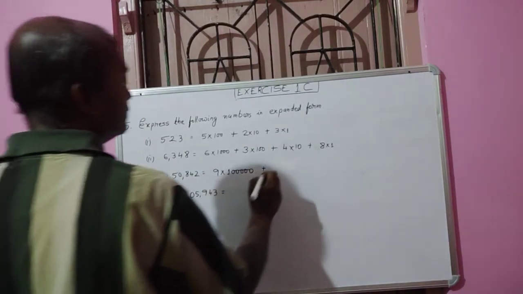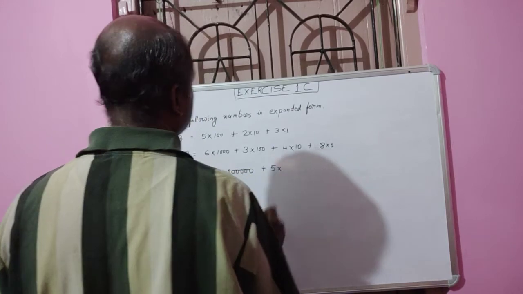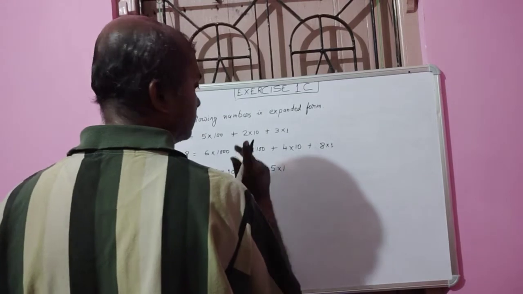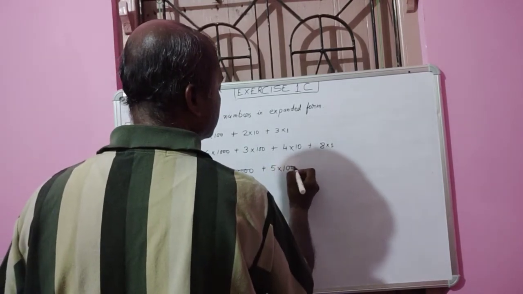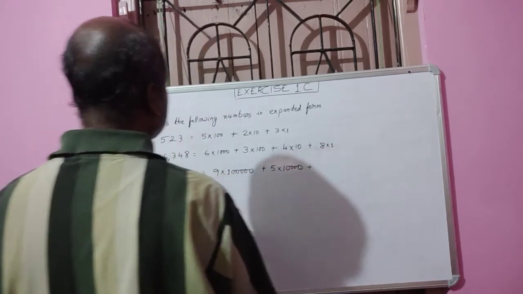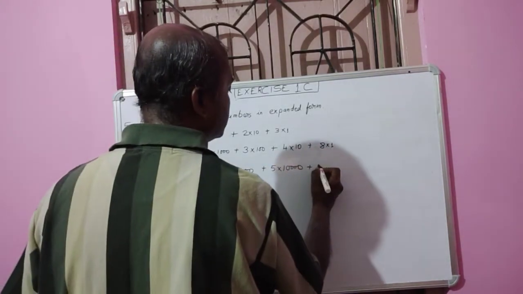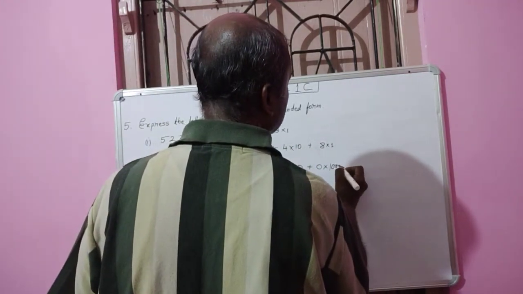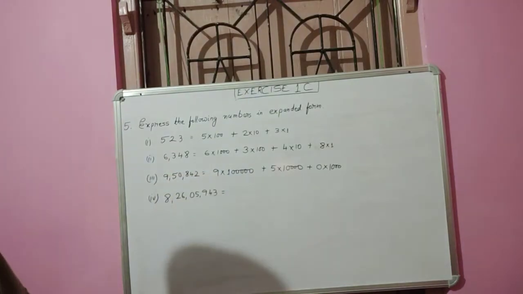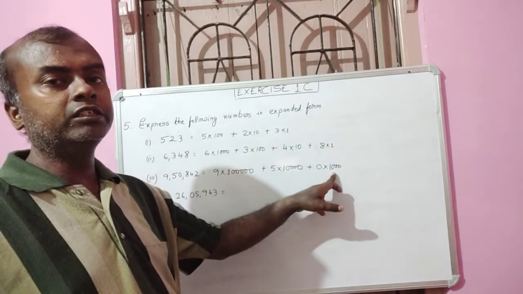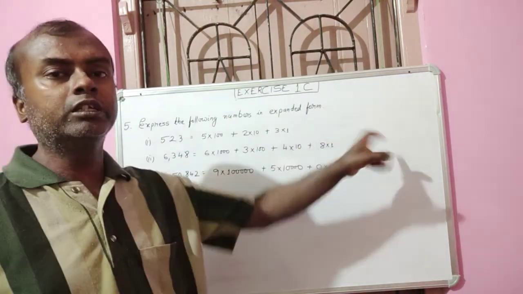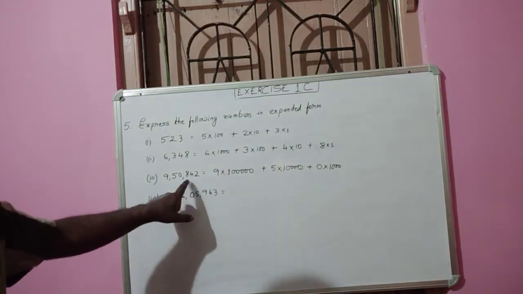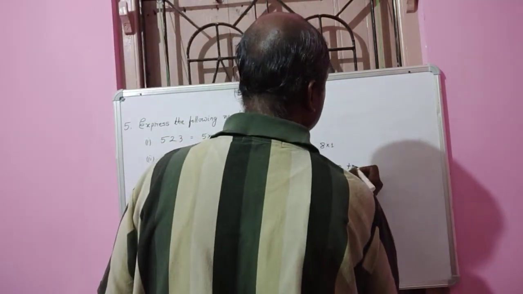Then comes 5. 5 is in 10,000's position. So in 10,000 you have 1 less 0, so 4 zeros. Next comes 0. Okay, let's write for 0. 0 is in thousands position. 0 into 1000 is 0 only. In some books, if they don't write the zero's place value, they just ignore it and go to the next number. But I have written over here for 0 also. After the zero's place value, give a plus sign.